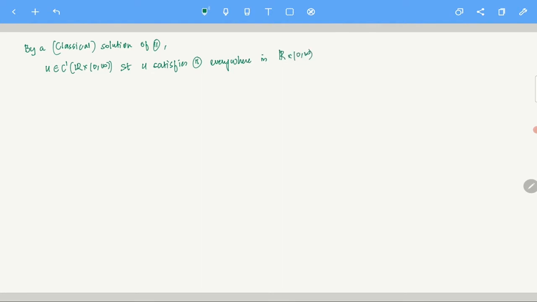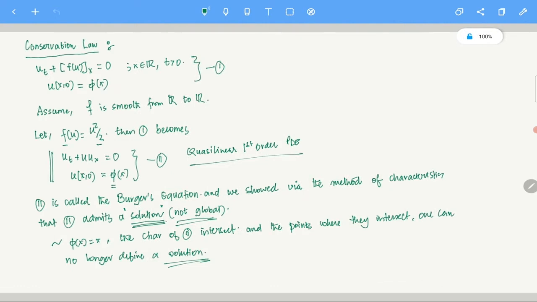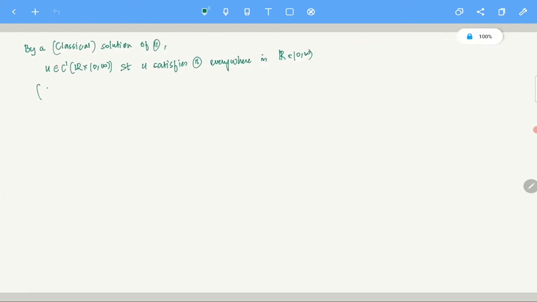Whenever we say what we mean by a solution, of course we mean that it's a classical solution. So what does it mean? For u to satisfy this equation, u_t, u_x, u, all of this has to be continuous. So basically you need u, u_x, u_t to be continuous. This continuous means u is in C1. Clear? So that's your classical solution. This is a solution which we will call a classical solution.